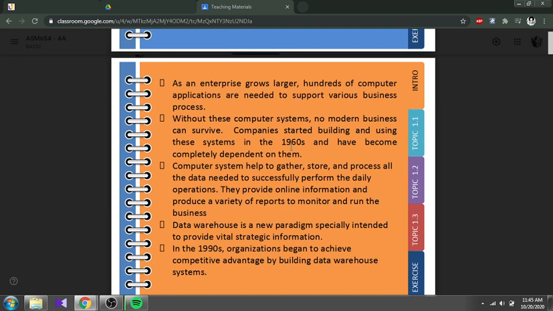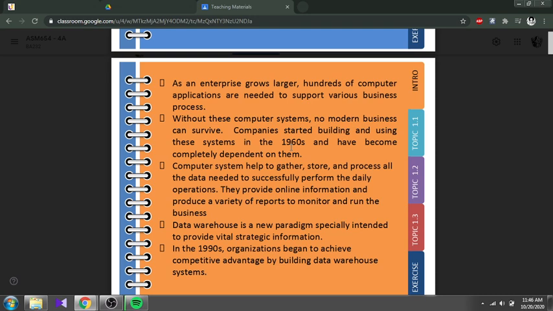As enterprises grow larger, hundreds of computer applications are needed to support various business processes. We now tend to rely on computer things, is that not correct? Without computer systems, no modern business can survive. Companies started building and using these systems in the 1960s and have become completely dependent on them. Yes, because I think there's no company out there still using paper records for their day-to-day business operation. Now everything relies on the computer.